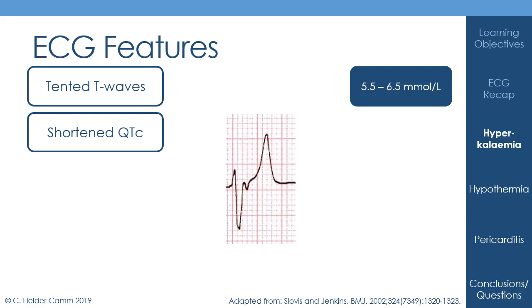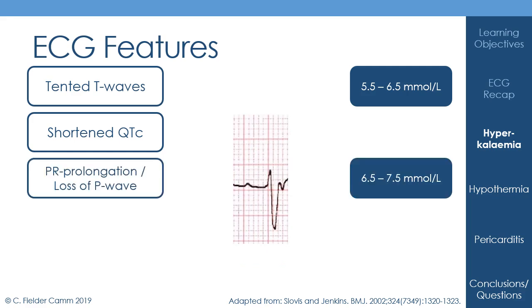You also get a shortened QT interval. So you can see here we've used a tangent method. If you go back to lecture 1, if you've forgotten about that. And you can see this dark blue line here is the duration of the QT interval, and that's actually pretty short at 340 milliseconds.